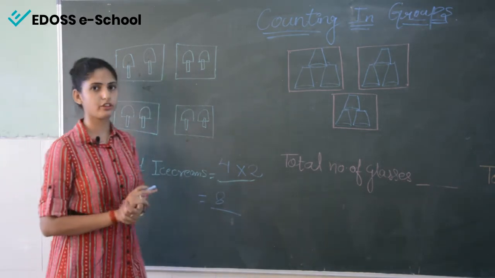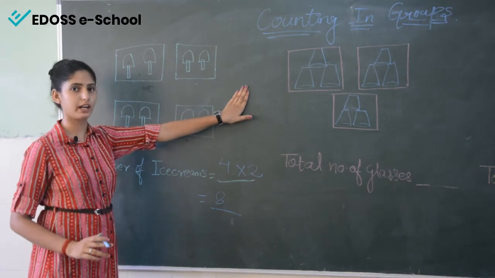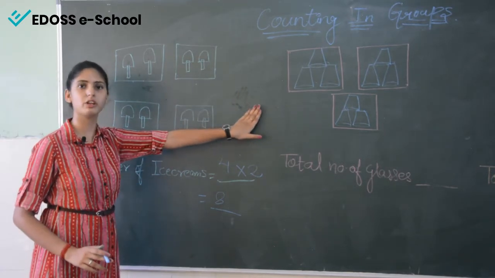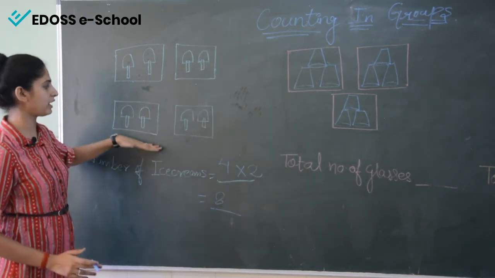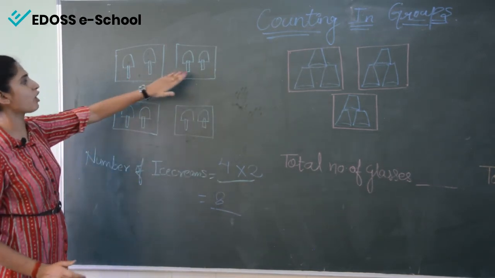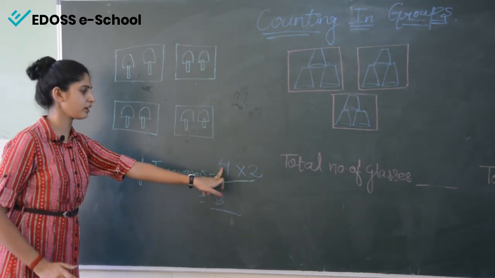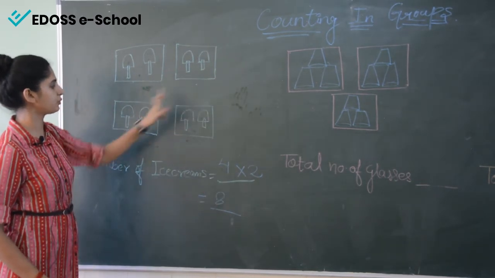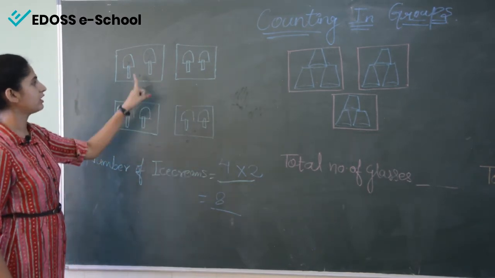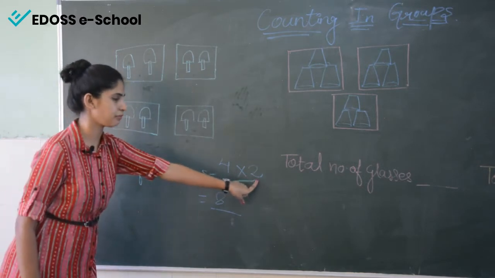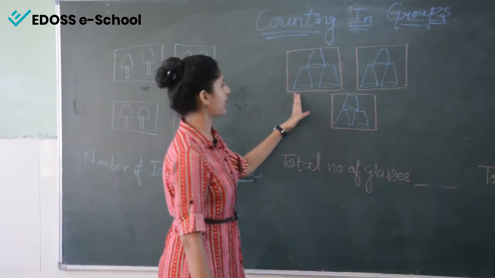So in addition we were doing, if the number of groups is the same and the number of items is different, we'll do addition. But in multiplication, if the number of groups is different and the number of objects in each group is the same, then we'll do multiplication. So here the number of groups is 4 and the number of objects in each group is 2. So we'll multiply it by 2, that is 4 2s are 8. Let's move on to the next example.